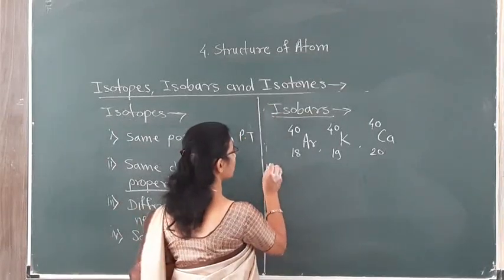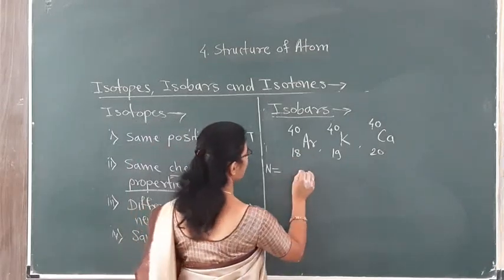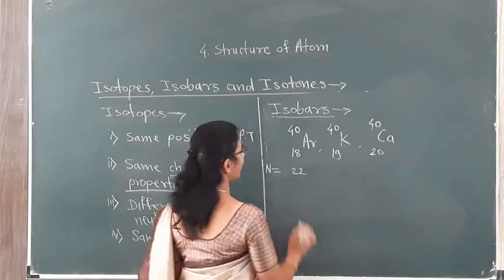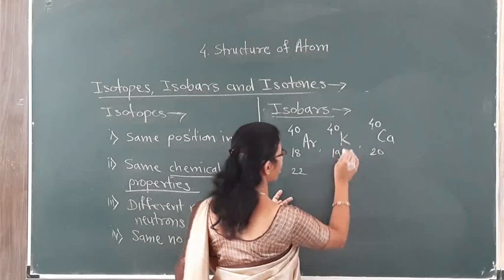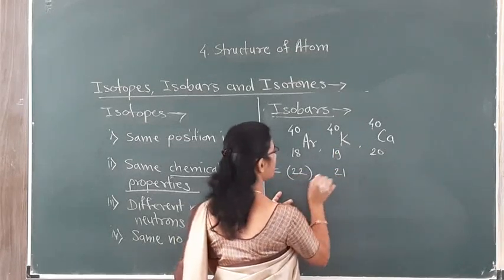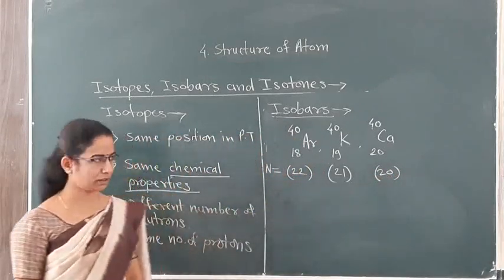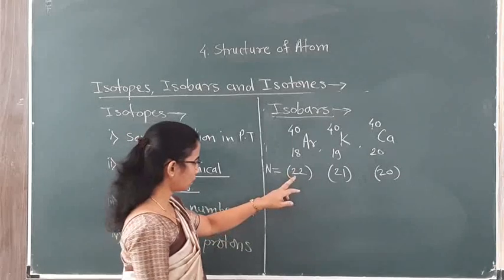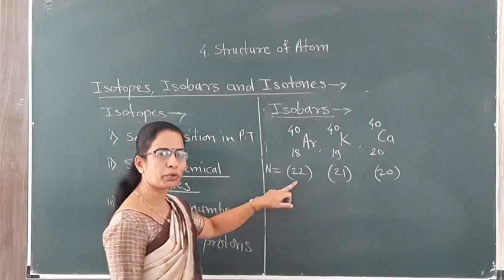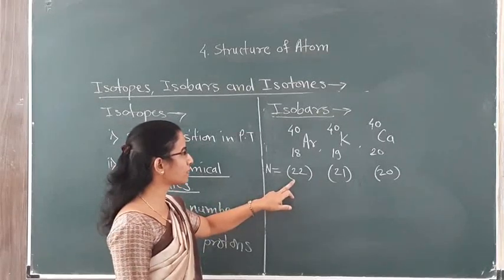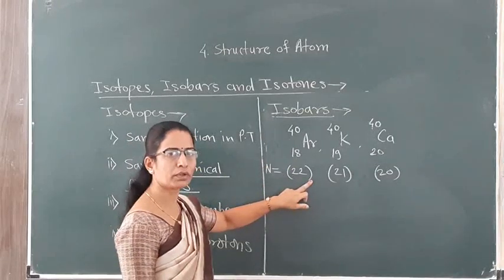Now again you count the number of neutrons present in these elements. You will observe 22 neutrons are present in argon. In potassium, 21 neutrons are present, and in calcium only 20 neutrons are present. So though the mass number is the same, the number of neutrons is different. This means we can say that the isobars also possess different numbers of neutrons.